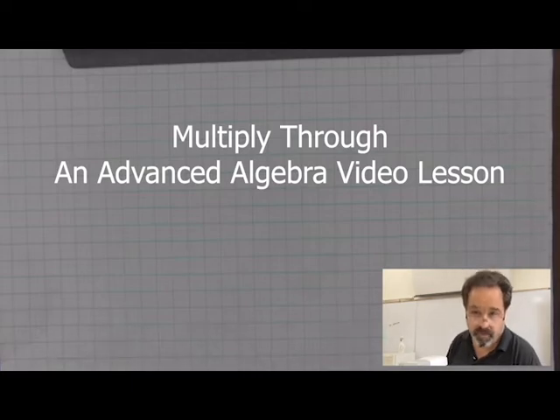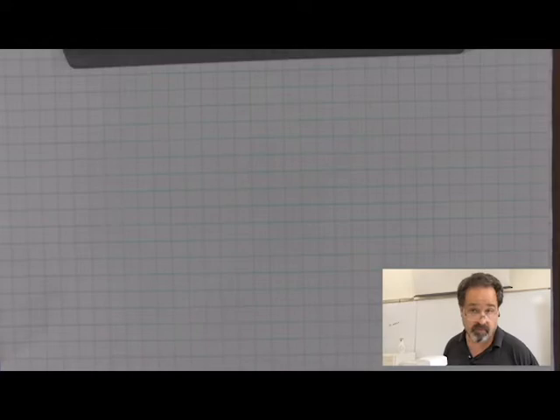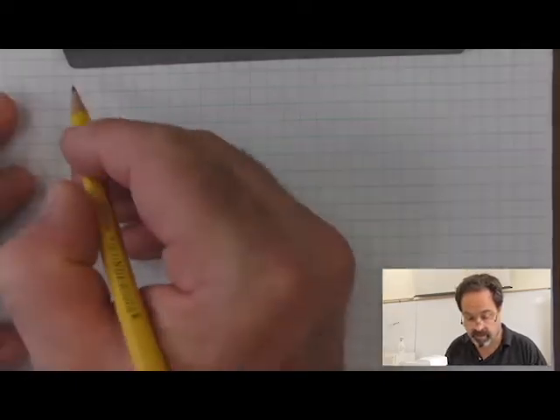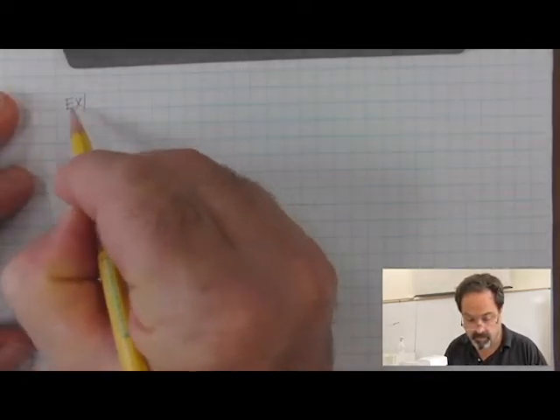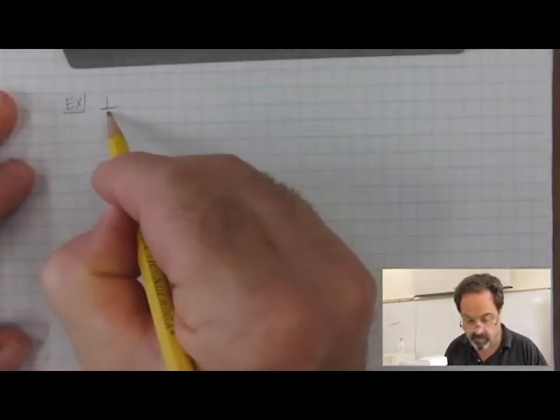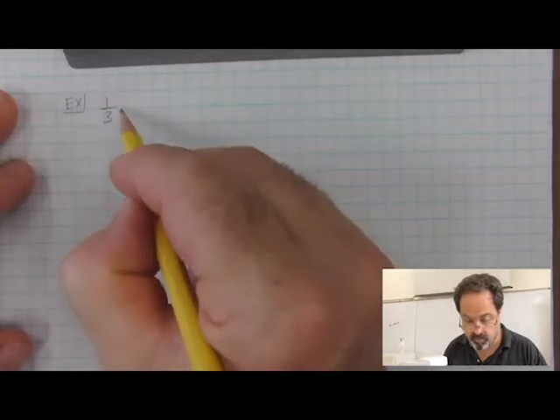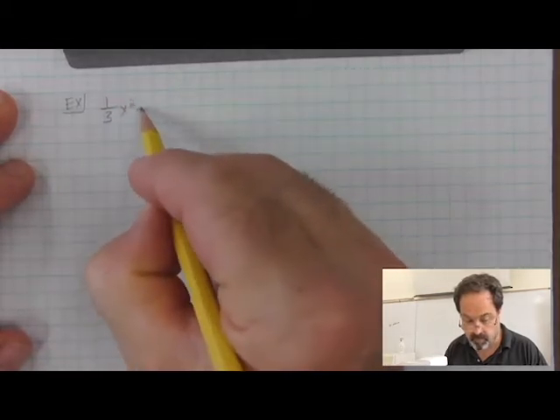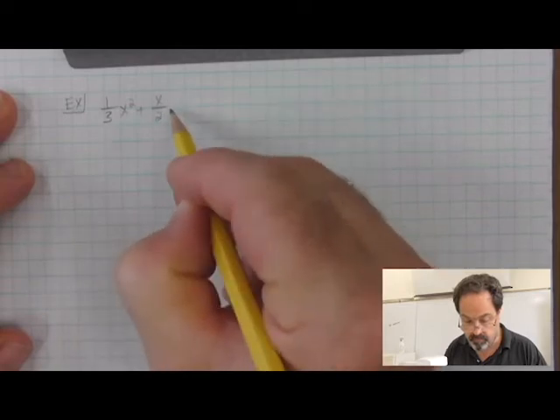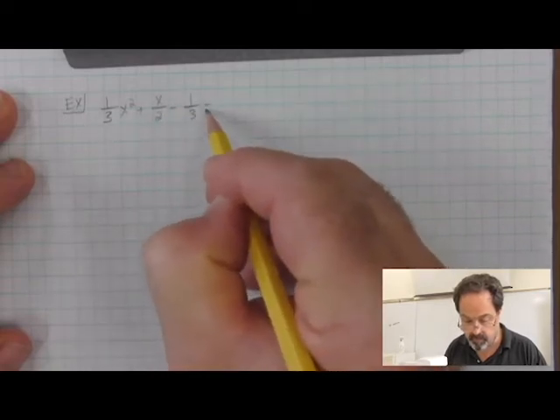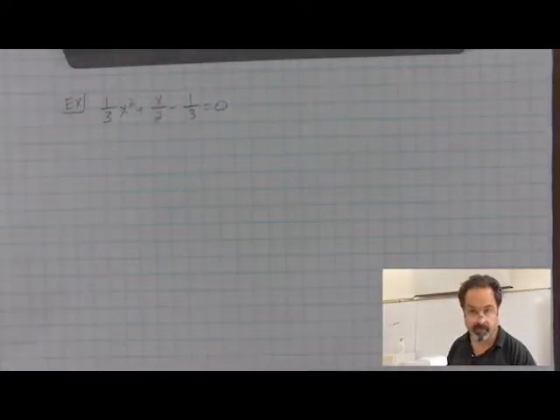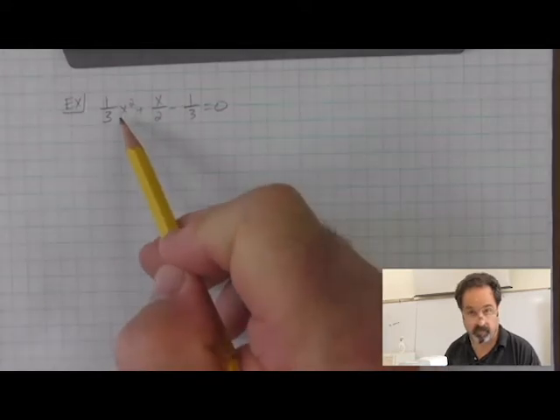VLSos here. This is a video lesson on an algebra technique or an algebraic strategy I call multiply through to help with complicated situations. Let's give an example of something that is fairly complicated. The equation 1/3 x squared plus x over 2 minus 1/3 is equal to 0. It's quadratic. It's got an x squared term.